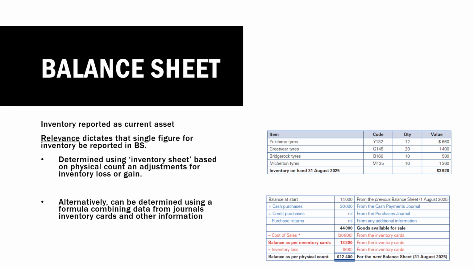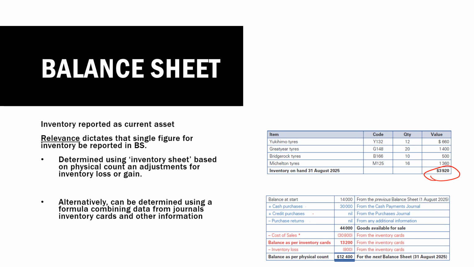So you've got the first example on this side here, where you've got the different kinds of items. So you've got different tires, okay, and a total inventory on hand at 31st of August 2025, which is this figure right here. Then we've got the example of looking at where we can get the information from. So you've got the balance at the start from the previous balance sheet. So this will usually be given to you, plus the cash purchases, plus the credit purchases, and minus any purchase returns. Okay. Again, it tells you exactly where you're going to get this information from.